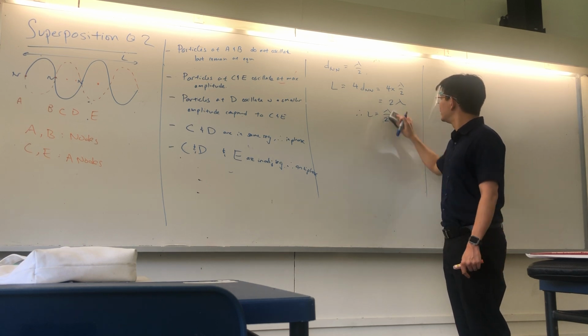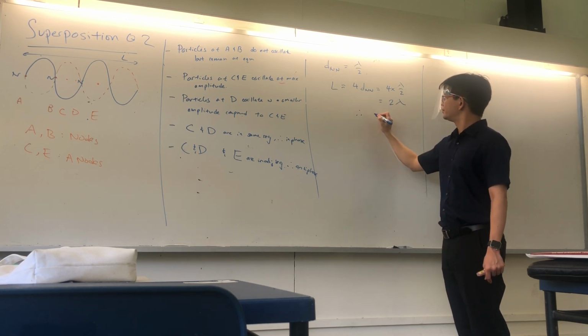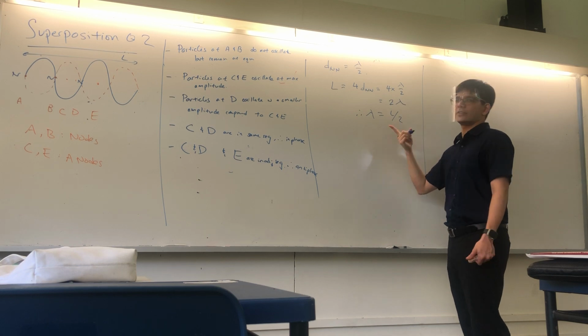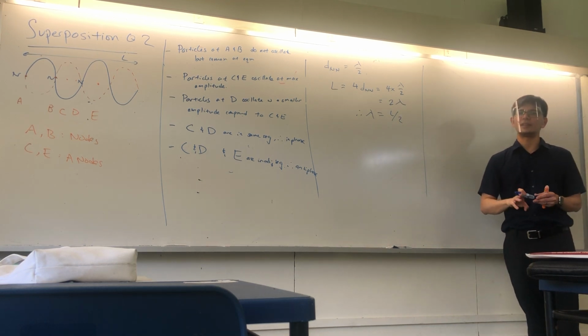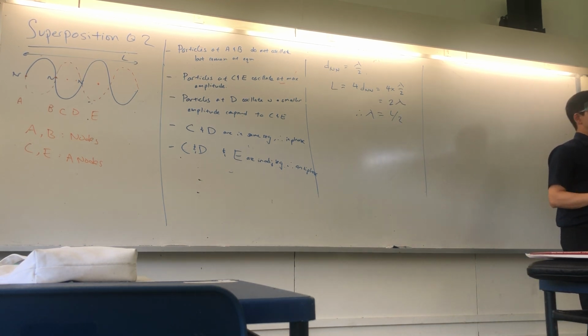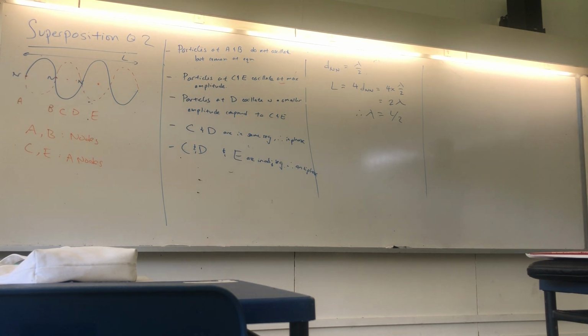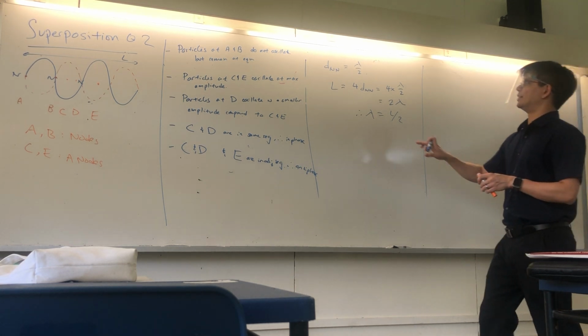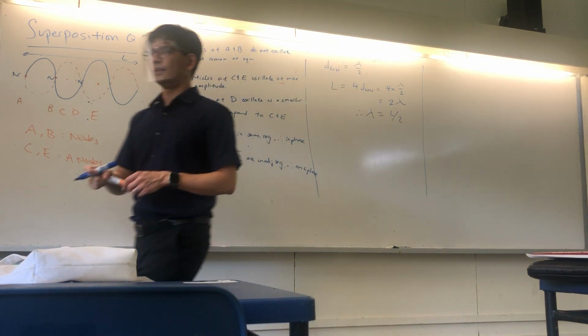You have to show this calculation. If you are going to show calculation, this is what you should show. You compare to the node-to-node distance, because this is a standing wave, and the characteristic of a standing wave is where the nodes are. So it's good to compare to the node-to-node distance. Okay?